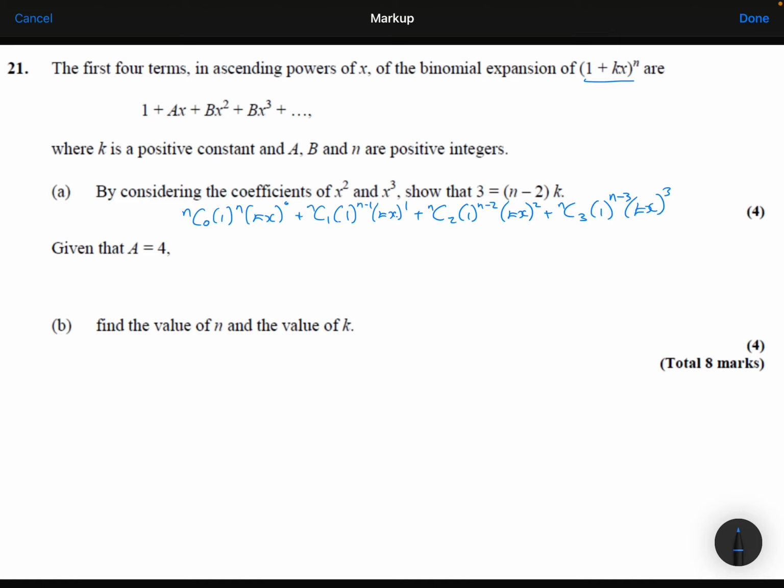Let's simplify each of those terms now then. So nC0 is 1, 1 to the power n is 1, and (kx)^0 is 1. nC1 is n, 1 to the power n−1 is 1, and then (kx)^1 is kx.